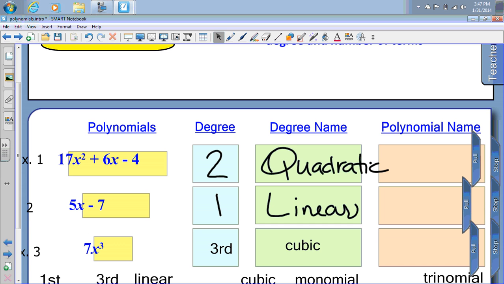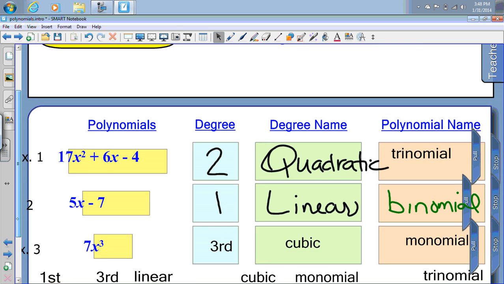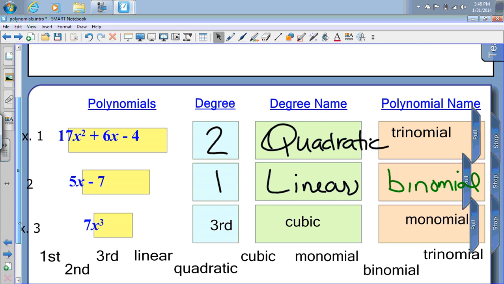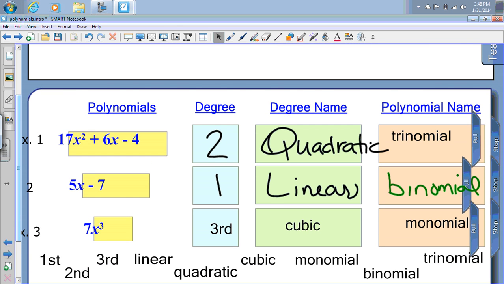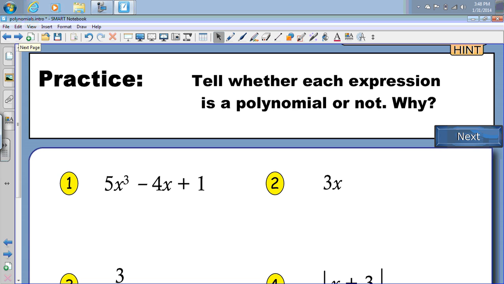How many terms are in example 1? 3 terms, so it's a trinomial. 5x minus 7 is 2 terms, so this would be binomial. And 7x cubed is 1 term, so that's a monomial. Okay, I didn't go all the way down for you to see that. There we go. Okay, let's practice.